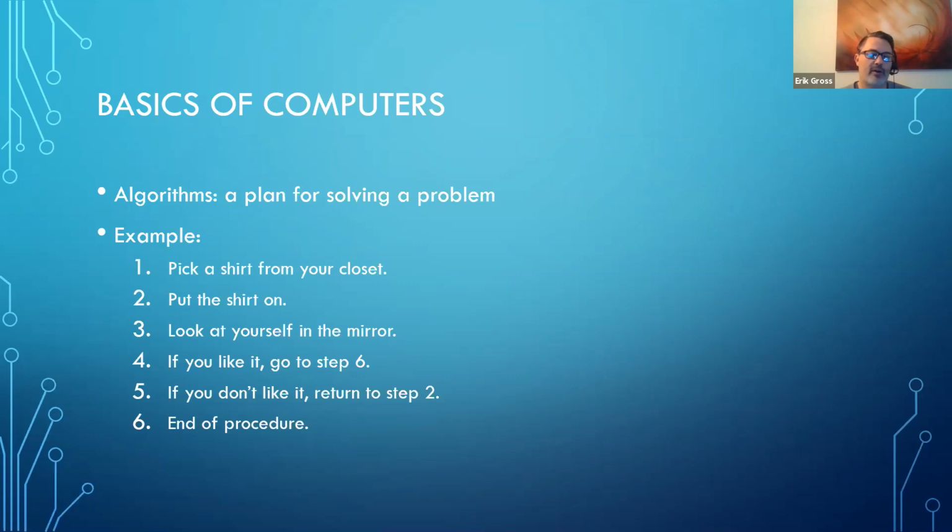Should actually say step 1. That's fun. I found an error in the algorithm. You get the idea, though. It's a sequential, one after another set of instructions to solve a problem. Here, the problem is I want to walk out the front door with a nice shirt on. So that's a silly example.